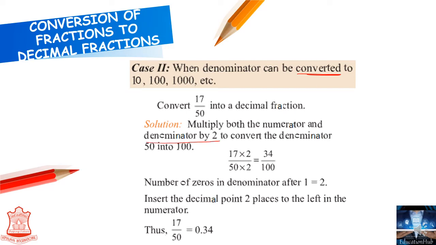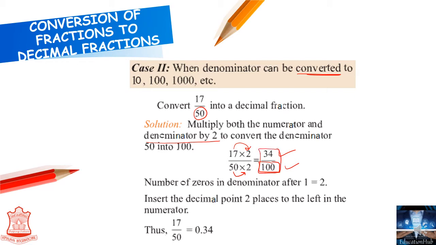That means हमारे पास denominator में क्या है 50. 50 को हम easily 100 में convert कर सकते हैं because 50 2 times is 100. So what we are going to do, हम जैसे equivalent fraction निकालते थे 50 को किससे मल्टीप्लाई करेंगे कि 100 आ जाए, that means 2 से. So 2 we are going to multiply in the denominator and the numerator also. So 17 2 times is 34 and 50 2 times is 100. So 34 by 100 is our fraction.